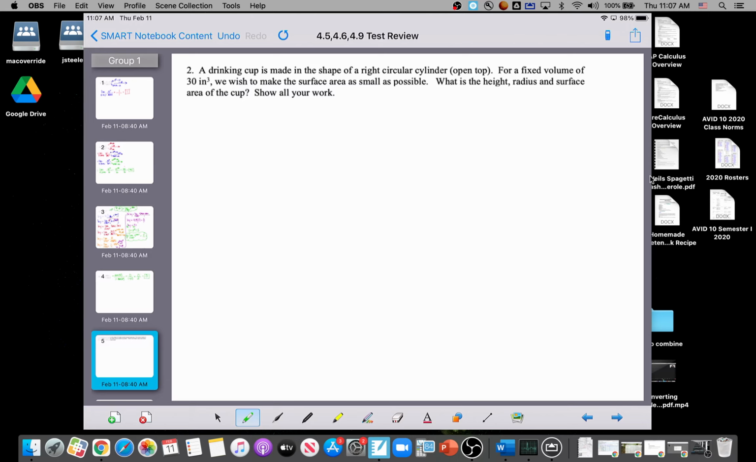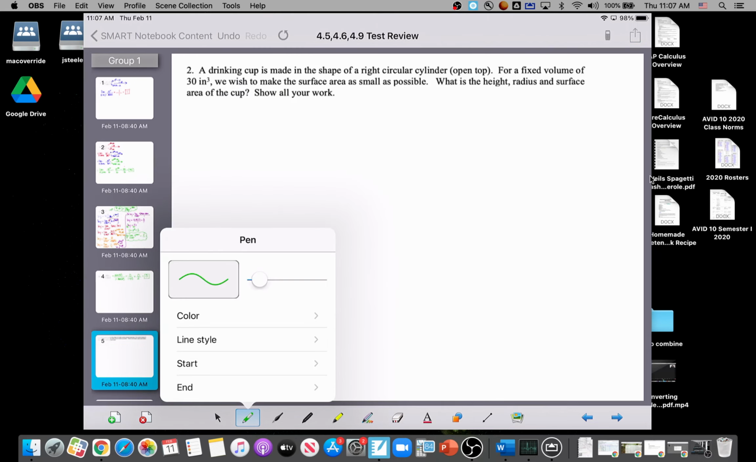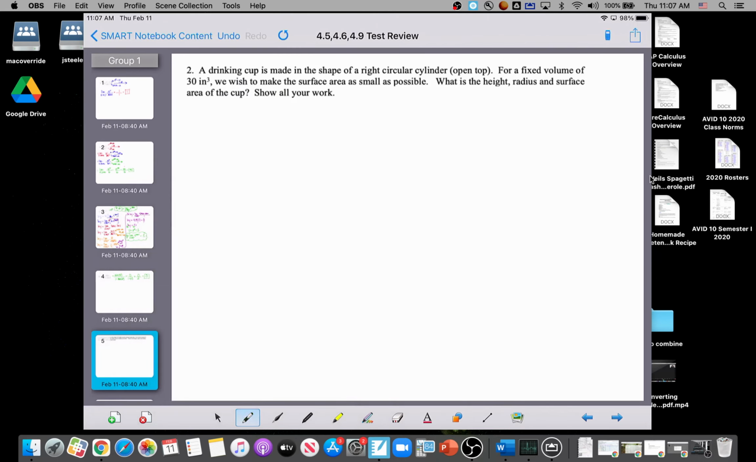Show your work. Well, I am going to start by drawing a picture of what my cup would look like. So I know that it is a right circular cylinder. So here's my cup, and it has an open top. So obviously this cylinder has some height of h, and it has some radius of r, okay? And they want us to make the surface area as small as possible.